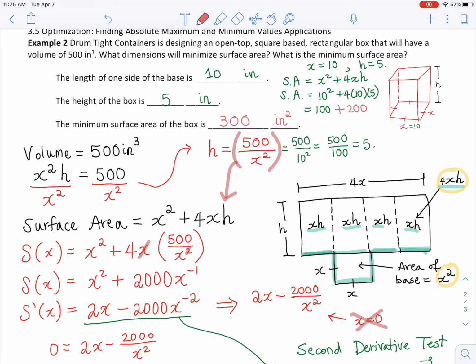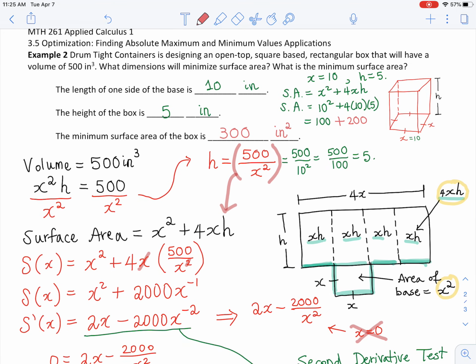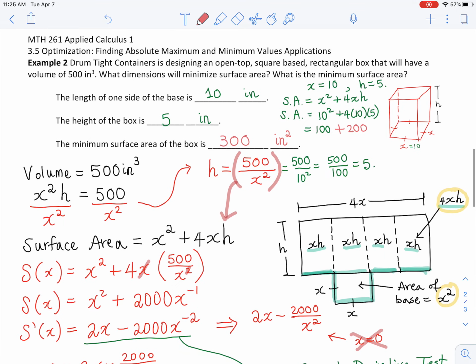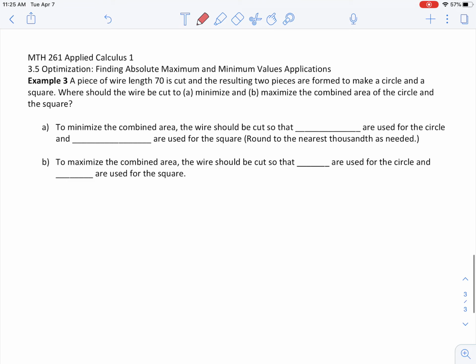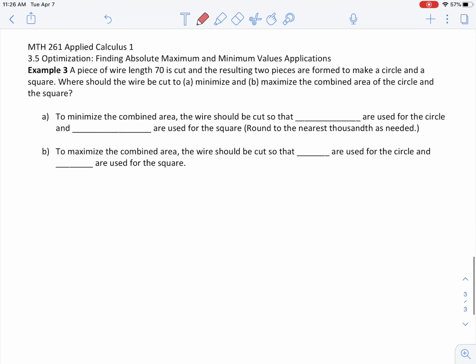So that's it for example 2, the drum-tight container problem. We found the dimension, length, and the height that will minimize the surface area, and we actually found the surface area too. 1 and 2 are pretty good, but I'm about to start number 3. That's going to take us a little bit longer, but that's also very fun, okay? So let's look at example 3, and that's all I have for you today.